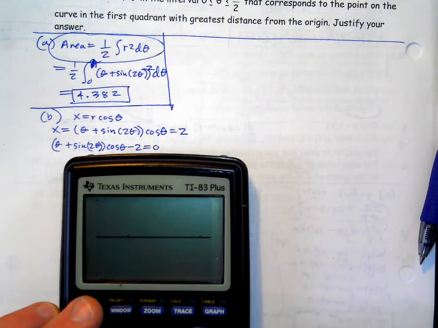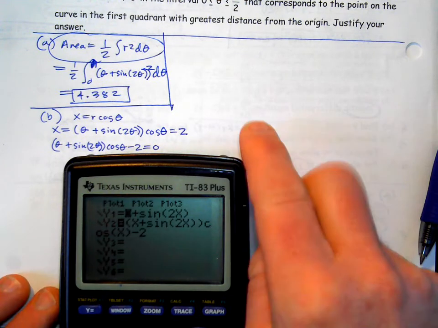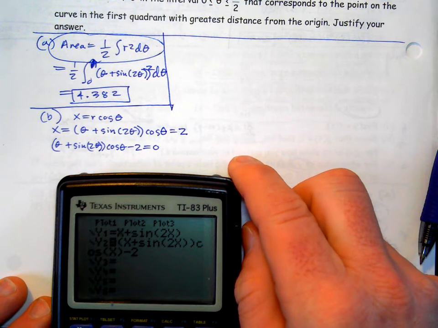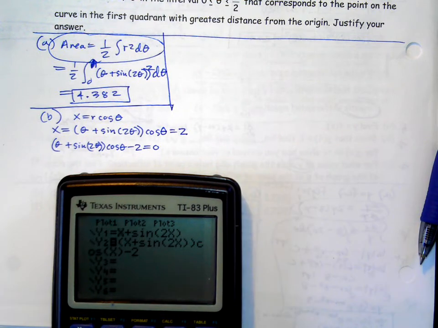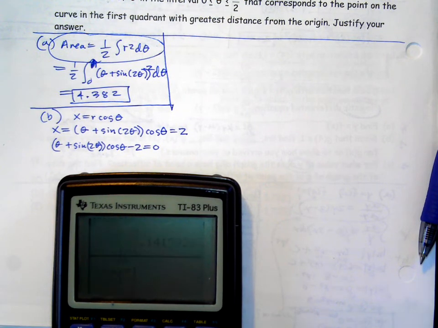No. Okay, let's double check our work. What did I mess up? Pi over 2 to pi. We're in radian mode. Let's just say 0 to pi for a second. It shouldn't be. So there's the graph. So something's up. It's not crossing the x-axis.